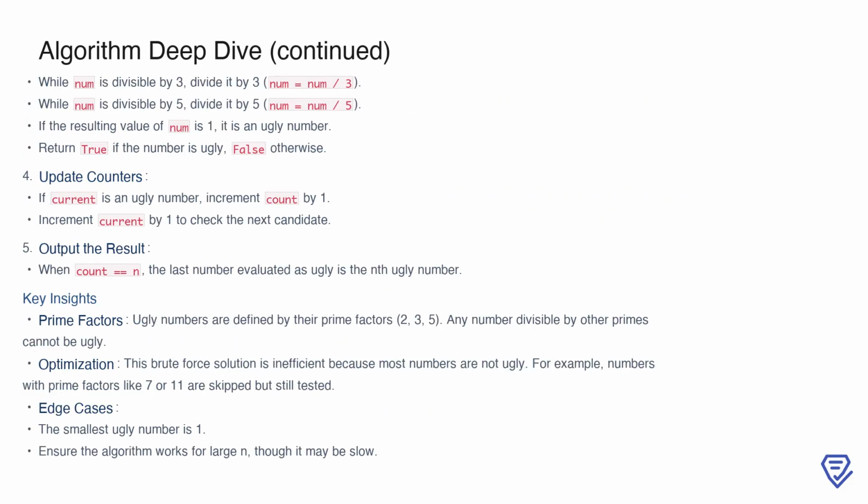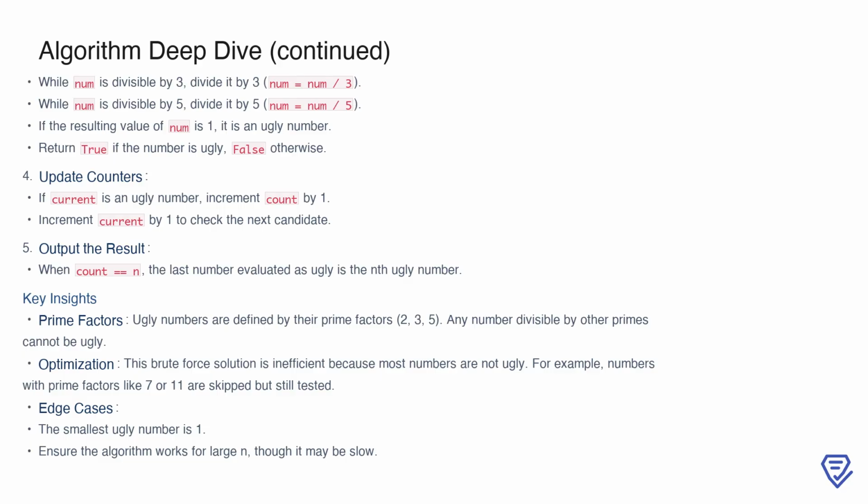The helper function is_ugly_number is key to determining whether a number is ugly. Within this function, we repeat division by 2, 3, and 5 as long as the number remains divisible by those factors. For instance, if a number is divisible by 2, we keep dividing it by 2 until it is no longer divisible. We apply the same process for 3 and 5. If the result of this repeated division is 1, the number is classified as ugly, and the function returns true.